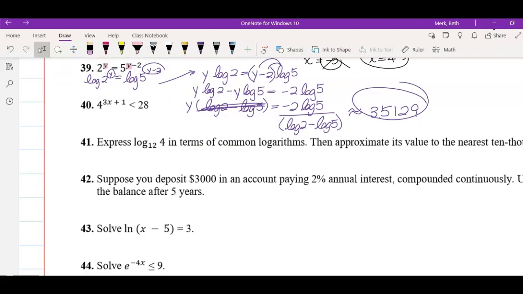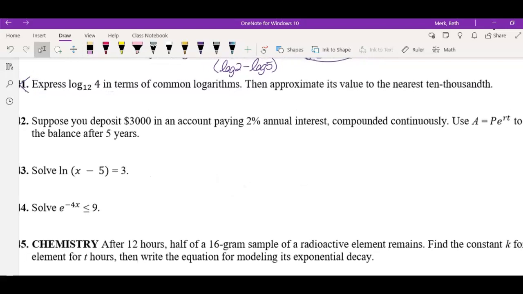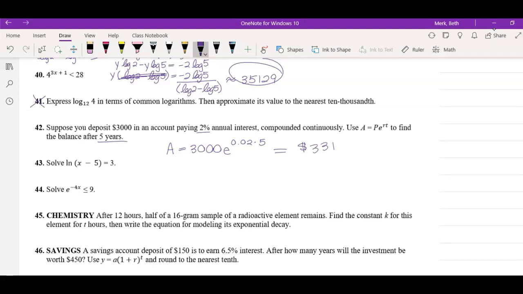All right. We're going to skip number 41 also and go right to 42. Compounding continuously, they tell us what formula to use. We know that we're putting in $3,000. We know that it's e to the 0.02 times 5 for 5 years. That's my rate. Simply typing this on the calculator, my answer is 3315.51.